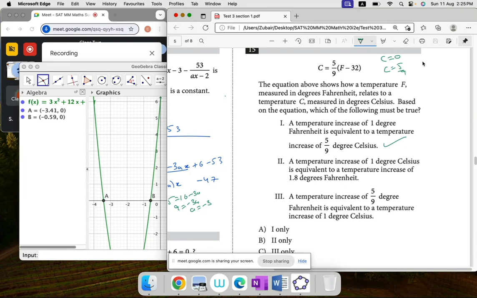So we already knew that an increase of 5 by 9 represents 1 Fahrenheit increase. So if this is 1, that would be x. So we cross multiply. 1 divided by 5 by 9 is giving us 1.8. Simple unitary method. A temperature increase of 5 by 9 degree Fahrenheit is equivalent to a temperature increase of 1 degree Celsius. 5 by 9 increase, 1 degree Celsius.